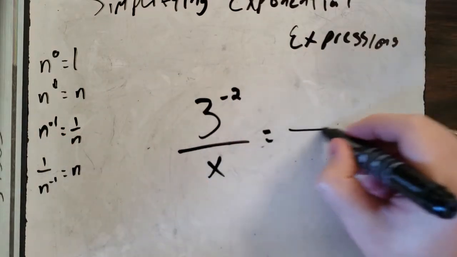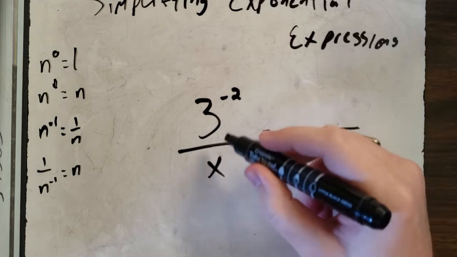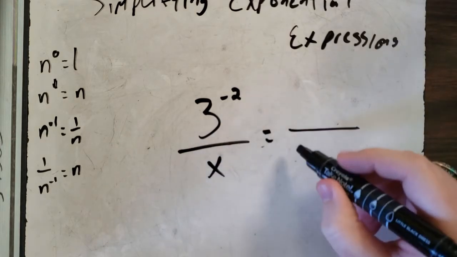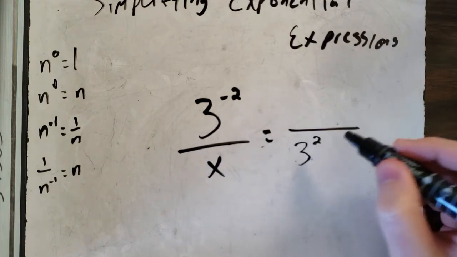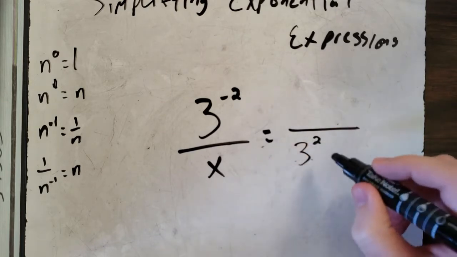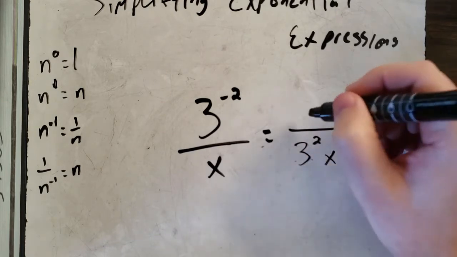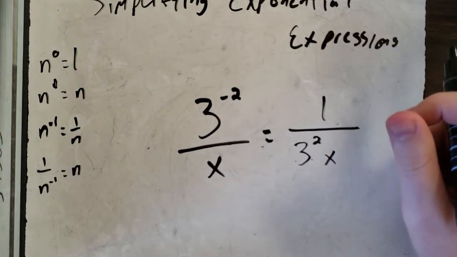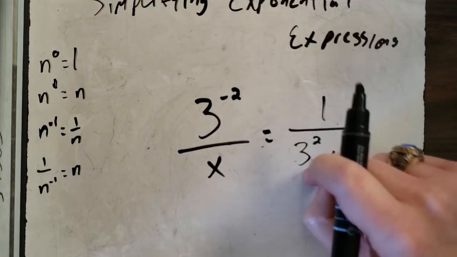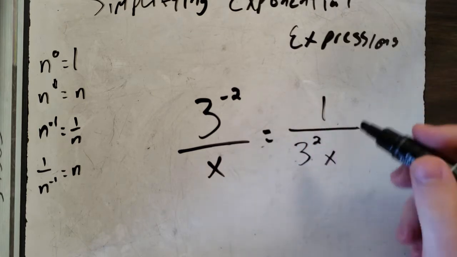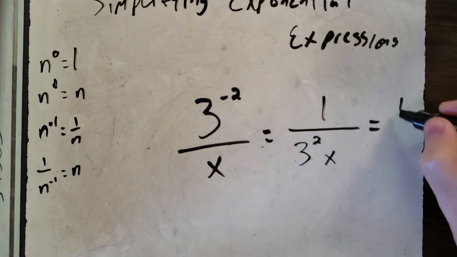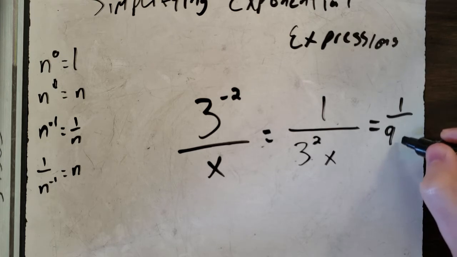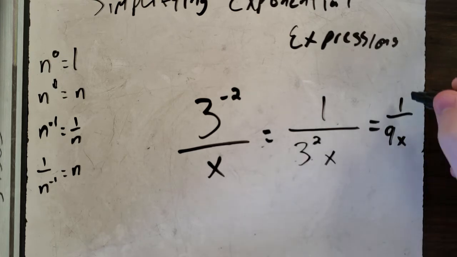Now, if we draw our fraction bar, this goes underneath now, and the exponent becomes positive, and our x stays where it is. We need something to go on top, and that's where our placeholder 1 goes on top. Now, when we get here, we solve, if we can. 3 squared, we know what 3 squared is. 3 squared is 9, and our x stays there.